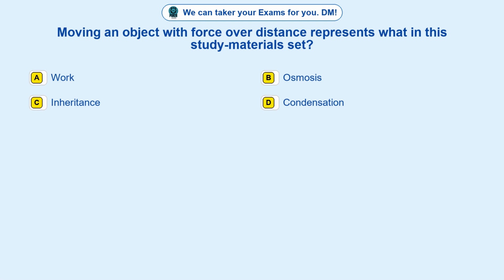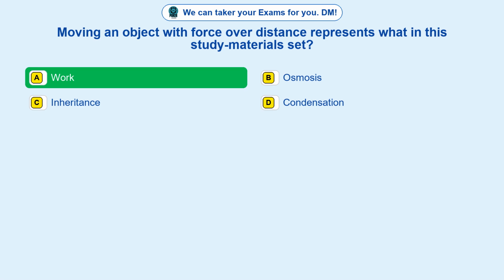Question 59. Moving an object with force over distance represents what in this study material set? Option A, work. Option B, osmosis. Option C, inheritance. Option D, condensation. The correct answer is option A, work.